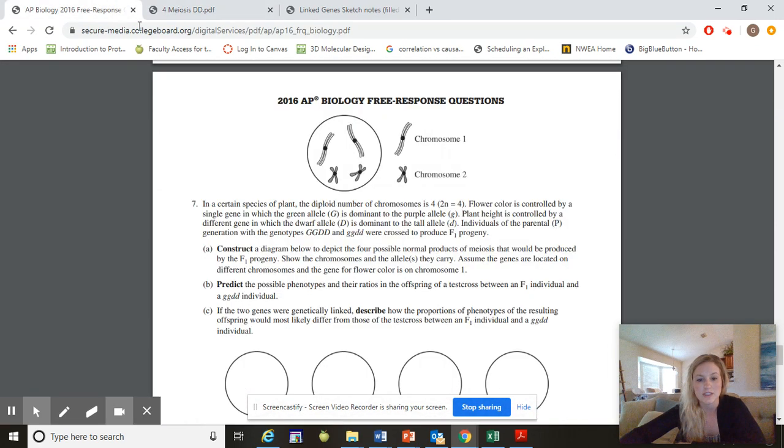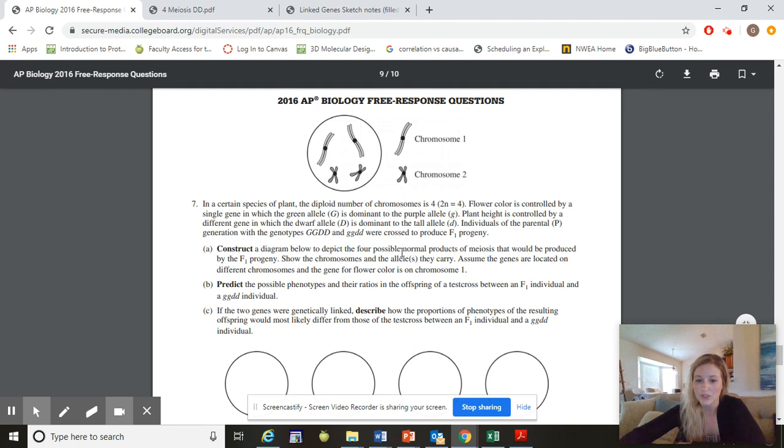So this question is asking you to depict the 4 possible normal products of meiosis that would be produced by the F1 progeny. Again, this is our F1 progeny. Show the chromosomes and the alleles they carry. Assume the genes are located on different chromosomes, and the gene for flower color is on chromosome 1. So the gene for flower color is on chromosome 1, and flower color was the G's.